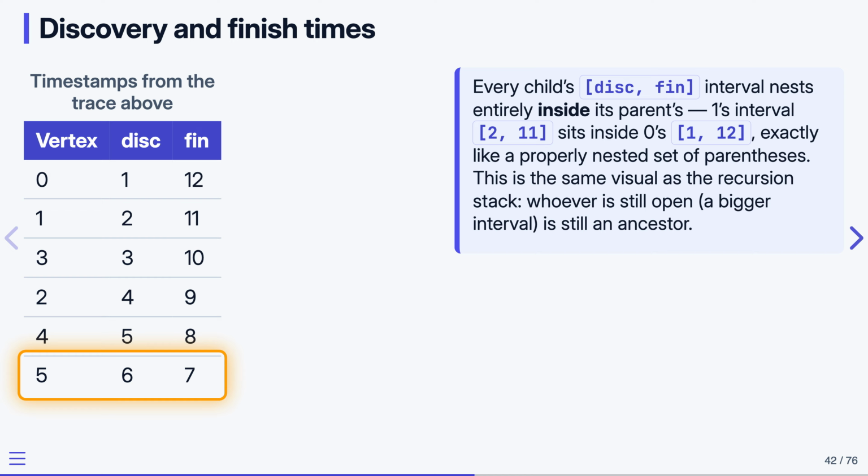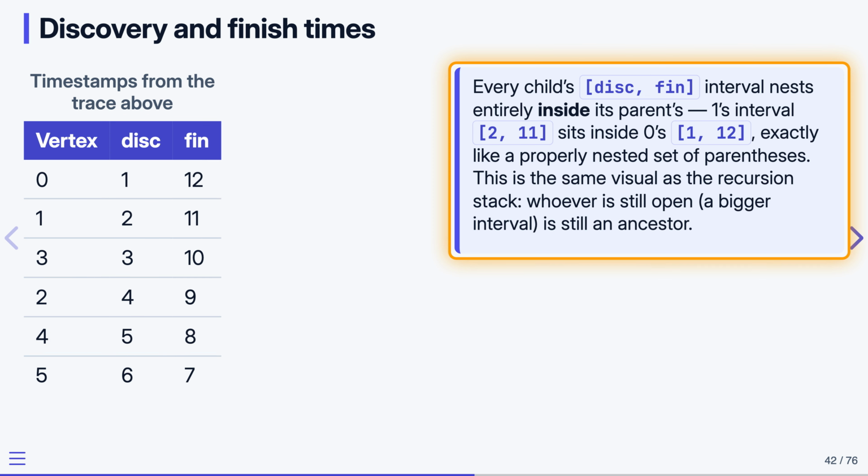Vertex 5 is the deepest one. It opened at time 6 and closed at time 7. Its tiny interval sits inside every ancestor above it. This is the nesting property. Every child's interval sits entirely inside its parent's interval, just like a matching set of parentheses. It is the same fact as the recursion stack. Whoever is still open, with a bigger interval, is still an ancestor.